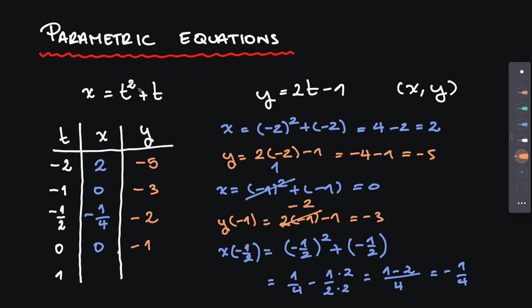What about 1? 1 to the power of 2 is 1, plus 1 will be 2. So we have 2 here, right? And what about the other one? T is 1. 2 times 1 is 2. 2 minus 1 is 1. And we are done. We have all the information that we need to graph it.